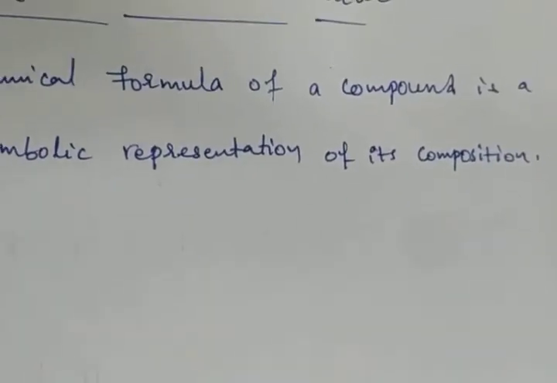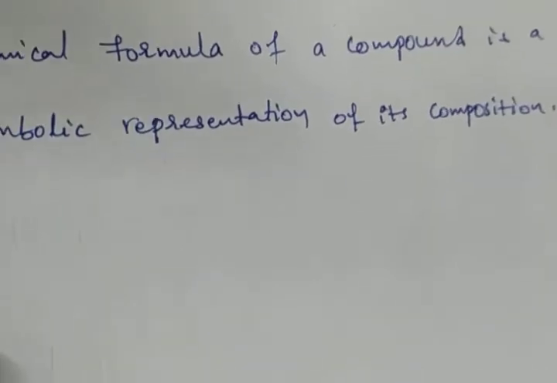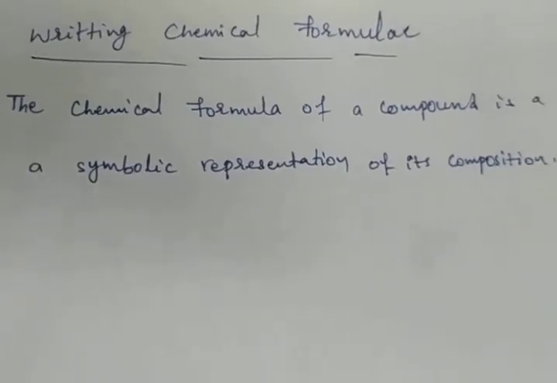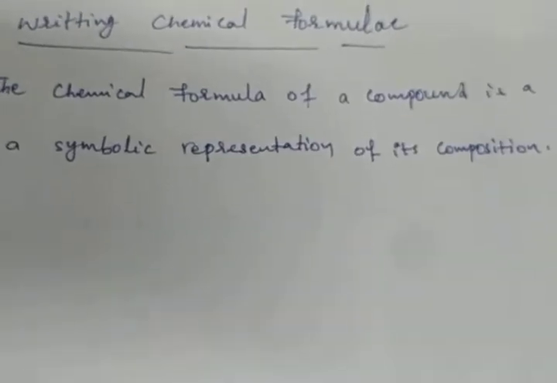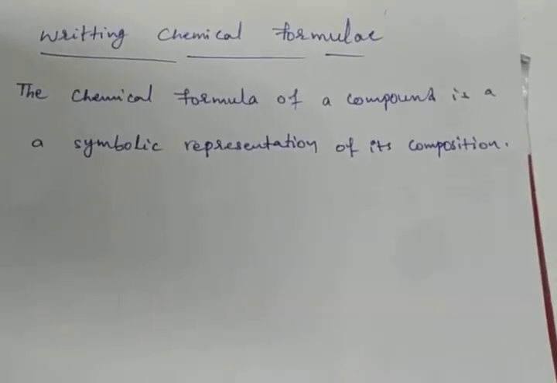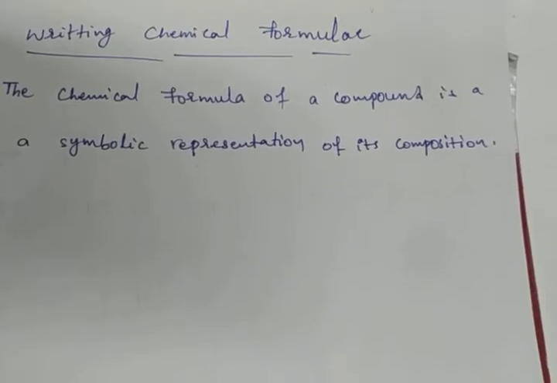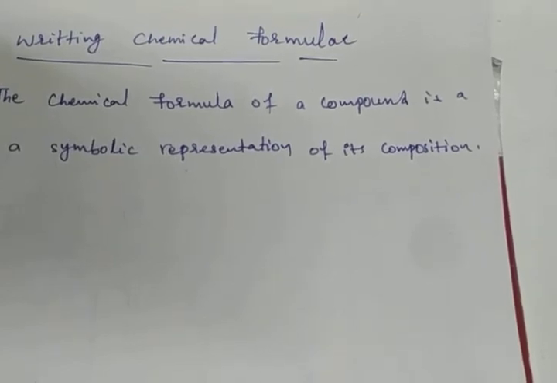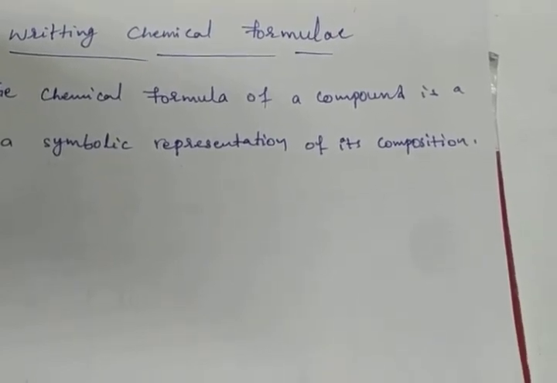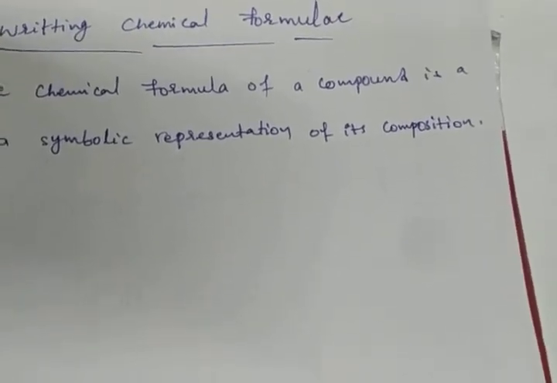The chemical formula of different compounds can be written easily. So how can we define the chemical formula? The chemical formula of a compound is a symbolic representation of its composition. For this, we need to learn the symbols and combining capacity of the elements.